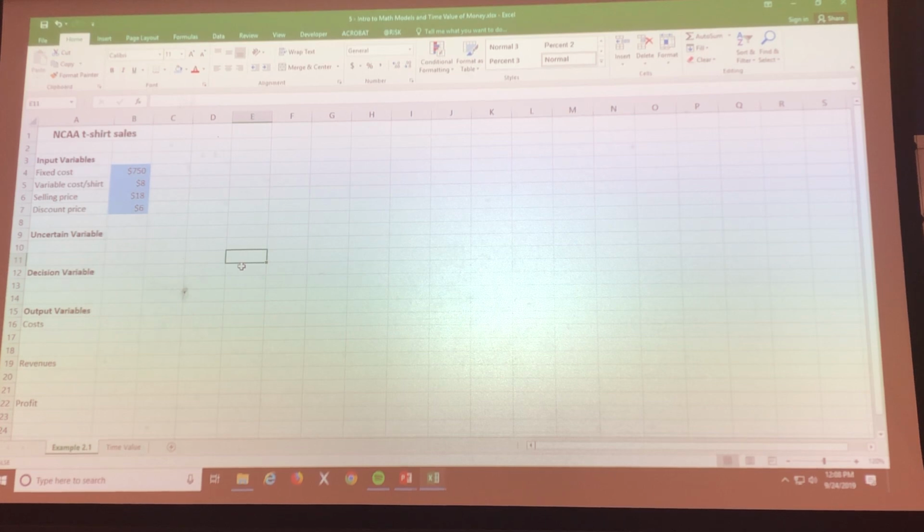So there's a blue color. That will designate to us that that was a known, typically hard-coded, input value. And this is our little input area.